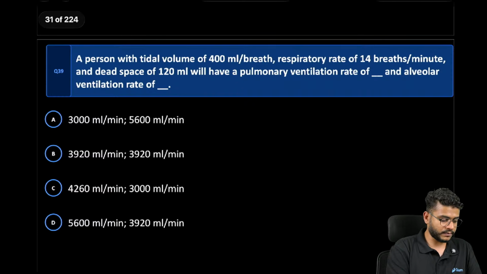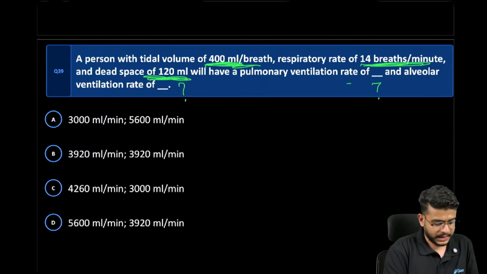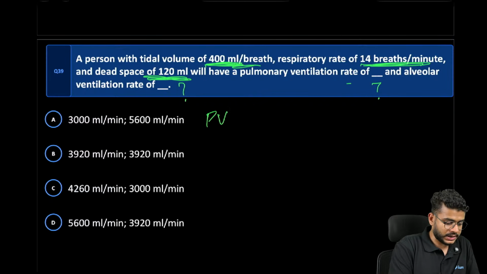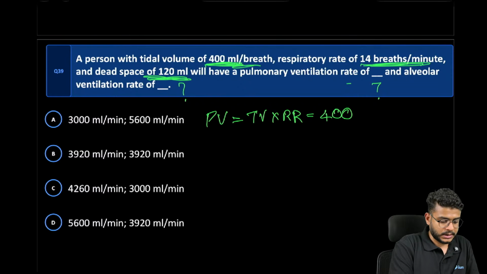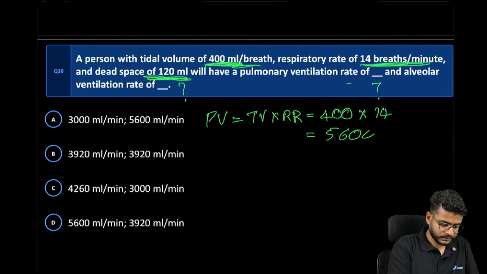A person with tidal volume 400 ml per breath, respiratory rate of 14 breaths per minute, dead space of 120 ml, have a pulmonary ventilation of and alveolar ventilation of. So we should find both the pulmonary ventilation and the alveolar ventilation. The pulmonary ventilation will be tidal volume into respiratory rate. Here the tidal volume is 400 and the respiratory rate is 14 breaths per minute. So the pulmonary ventilation will be 5600 ml per minute.